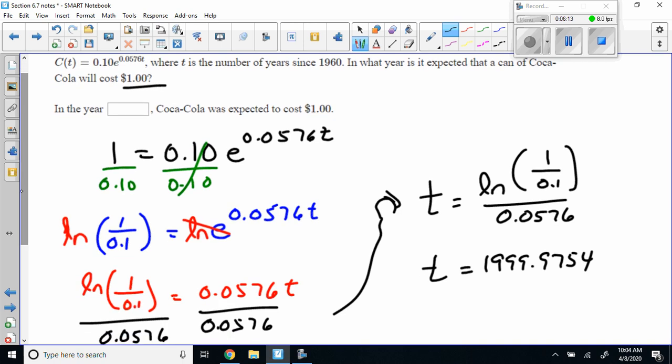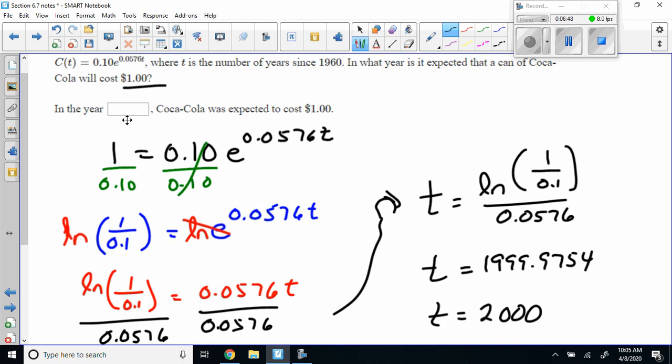Well, you could say 1999, but that's not true. In the beginning of 1999, it was not $1. It was actually less than $1. If you look at this, it's at the end of 1999 that it becomes $1. So I'm going to say, because of that, that if we had to pick a year, the year would be 2000, that it was $1.